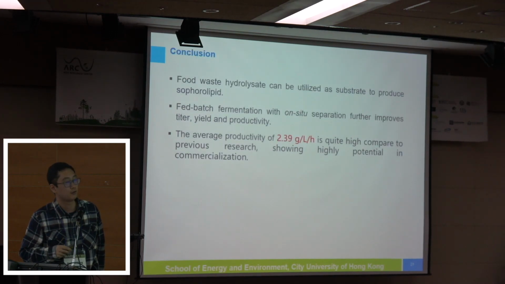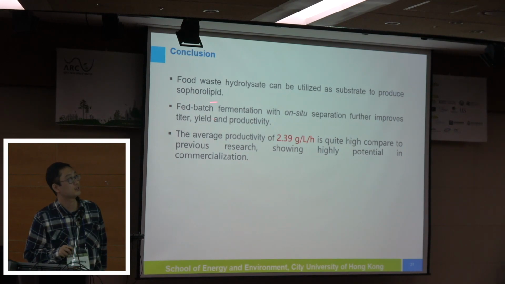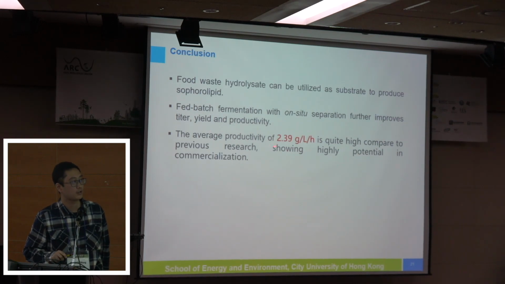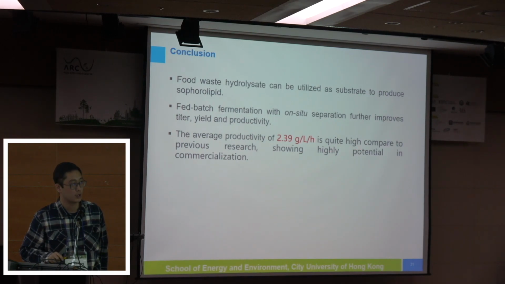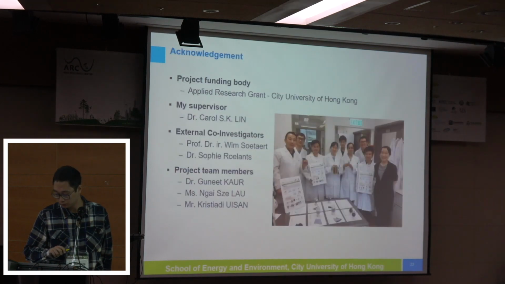Okay, so for the conclusion, the food waste hydrolysate can firstly be utilized as a substrate to produce sophorolipid, and our fed-batch fermentation, which is equipped with a separation unit, further improves the titer, yield, and productivity. The average productivity of 2.4 grams per liter per hour is quite high compared to previous research, also showing a very high potential for commercialization.